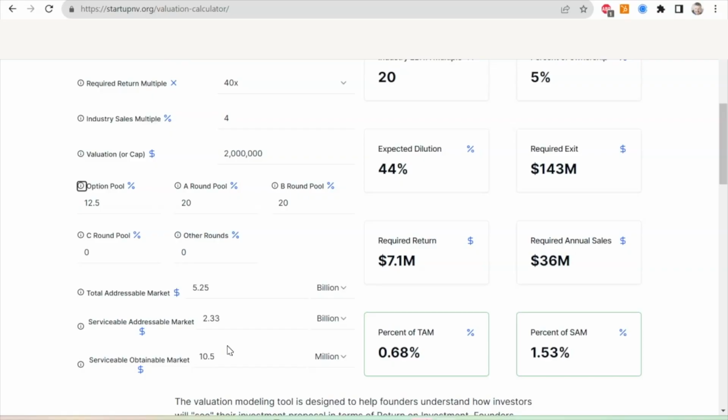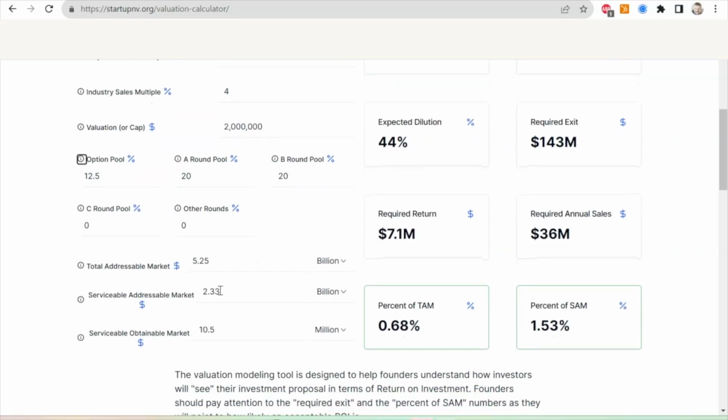So in this particular example, we have a company that's got a $5.25 billion total addressable market. That's a worldwide market for exactly what it is that they're selling as their solution. A serviceable addressable market, which is usually, in our case, the US version of that same market size. And your serviceable obtainable market is really the first 3 years of sales projections from the bottom up.